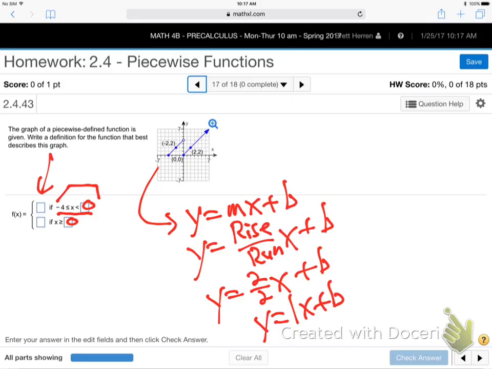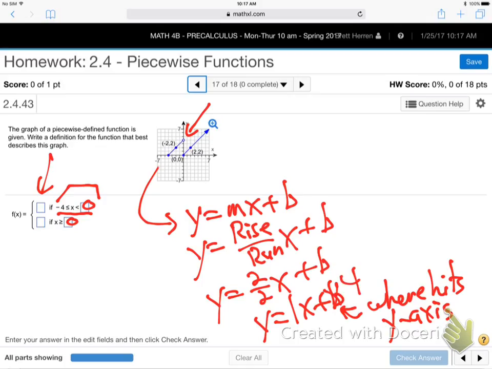Now, what's the b? How do I find the b? The b is where it hits the y-axis. The y-intercept, in other words. Where does this line hit the y-axis? Right there. What's that? Up 4. So the b is 4. Even though it's an open dot, it gets infinitesimally close there. That's just the fact that it's less than 0. It doesn't quite make it to the middle, but it gets infinitesimally close to hitting at a height of 4.